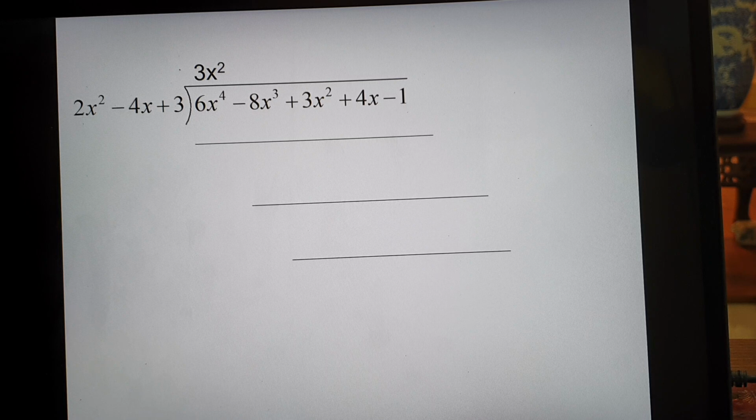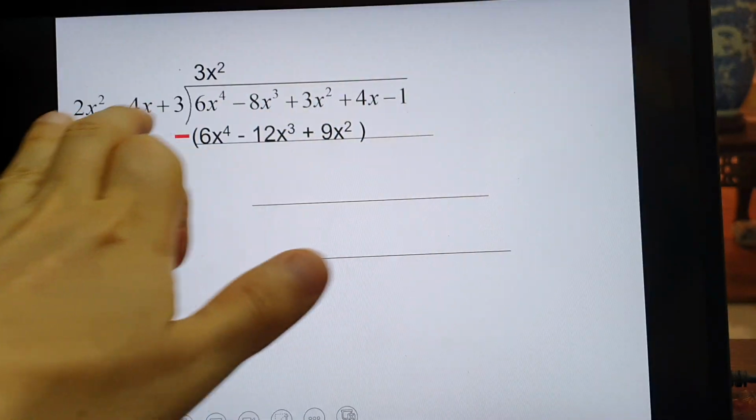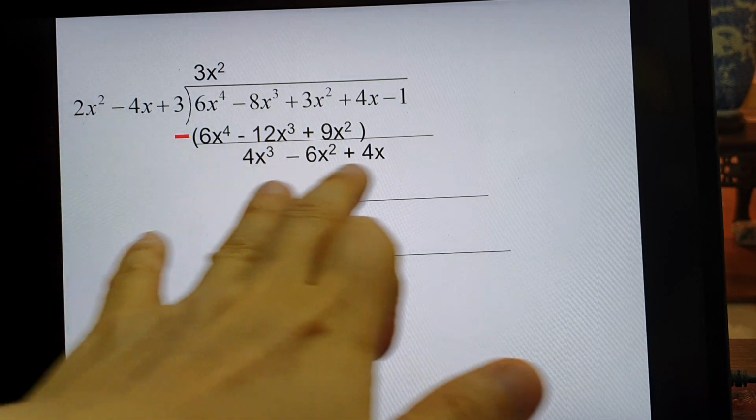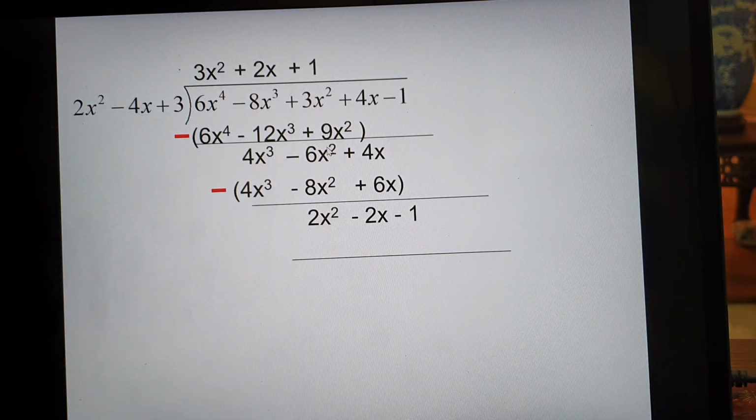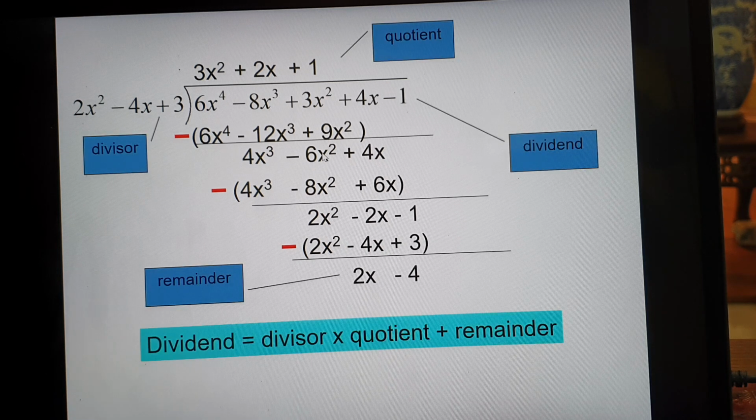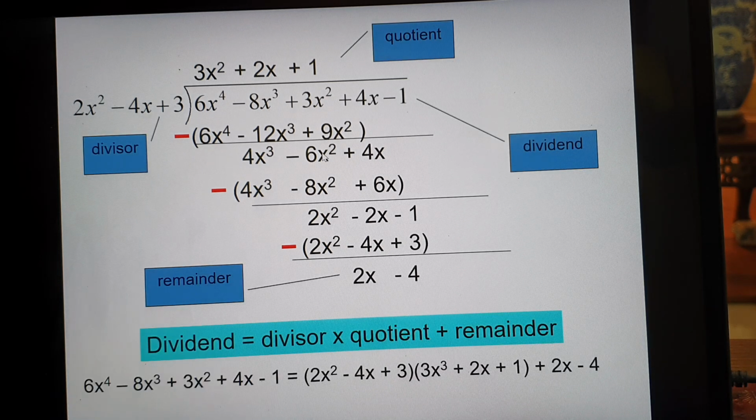Okay, again, apply the same method. Now why must I have 3? Because there are 3 here. Okay, why must I have 3? Because there are 3 here. Then you do the same old story, and you will get this. So that's the remainder, and that is the relationship between them.